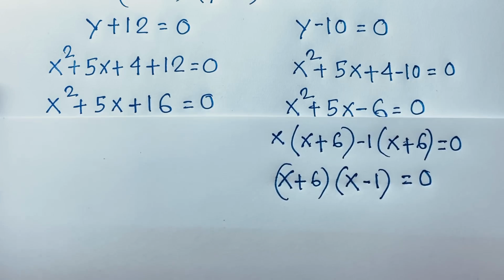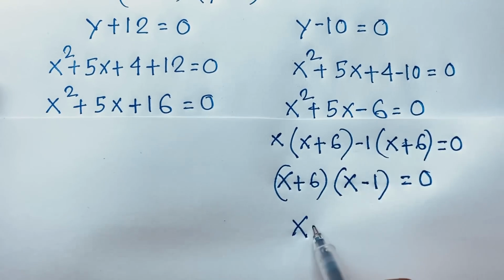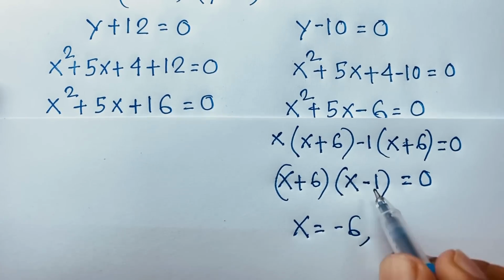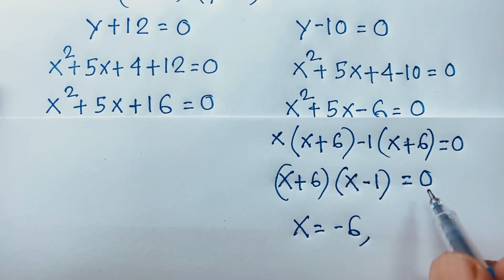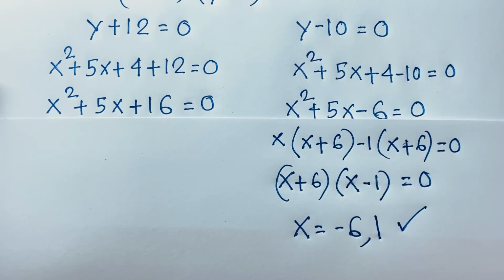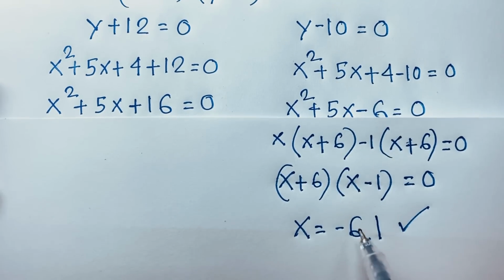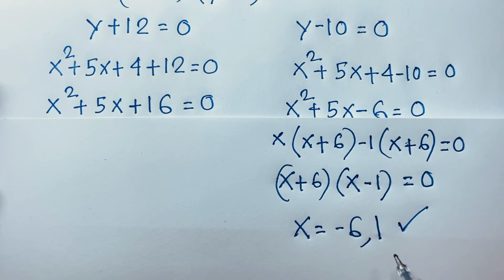Now in this expression we find x will be negative 6, and if I move this negative 1 to this side, it will be positive 1. So this is our final answer. These are two solutions, x is equal to minus 6 and 1, both are real solutions.